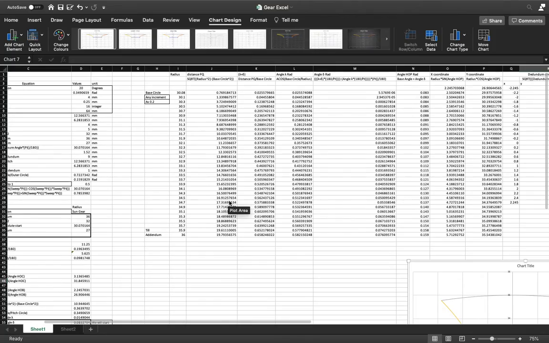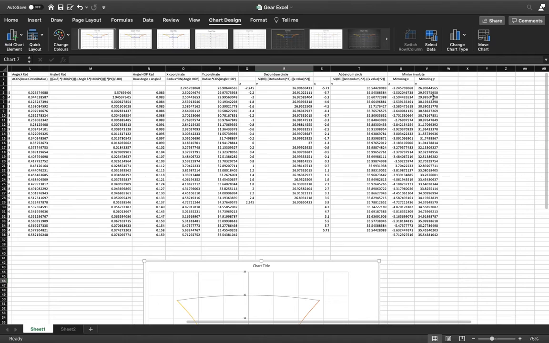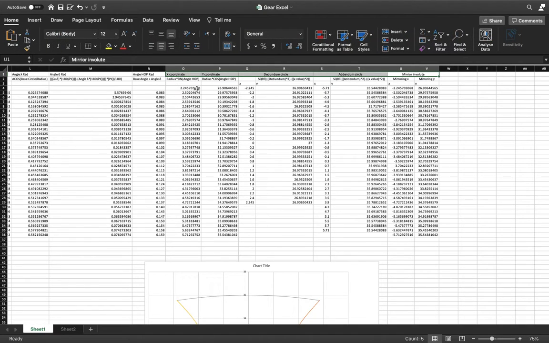The next is using these 4 lines, which are from mirror involute, addendum to the actual involute, and we're going to implement this in SolidWorks.